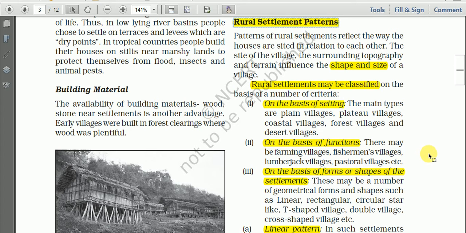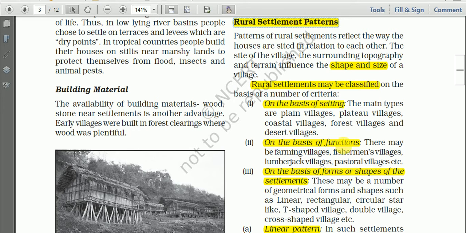What do you mean by the term settlement pattern? See, settlement pattern here means the shape of a settlement. Any settlement takes a geometrical or near geometrical shape, and that shape is known as the settlement pattern.